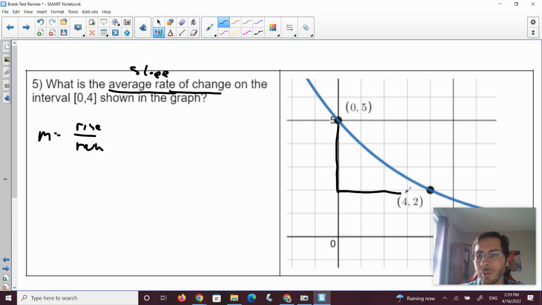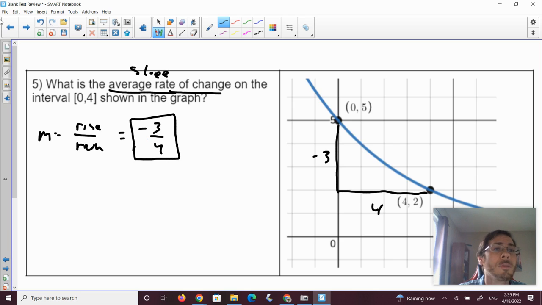But again, I'm given a picture. I'm just going to count 1, 2, 3, down 3, 1, 2, 3, 4, over 4. And I'm going to call it a day at negative 3/4. So that's it. That's all there is.